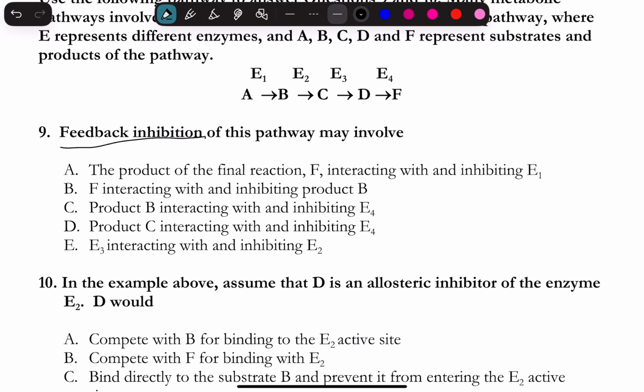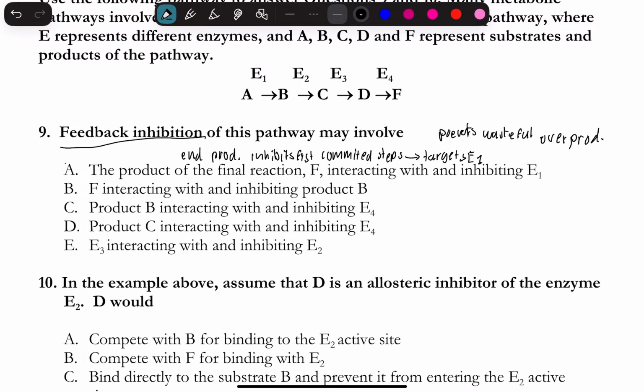Feedback inhibition. So feedback inhibition is the end product inhibits the first committed step, and it always targets E1. It prevents wasteful overproduction. That's why this thing is a thing in the first place. It's not what the question's asking, but we know it's A.